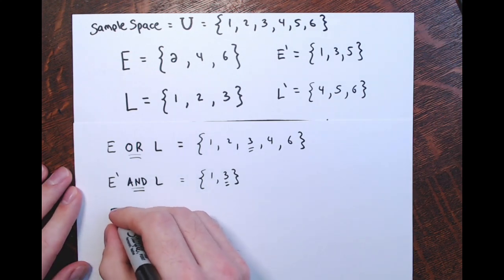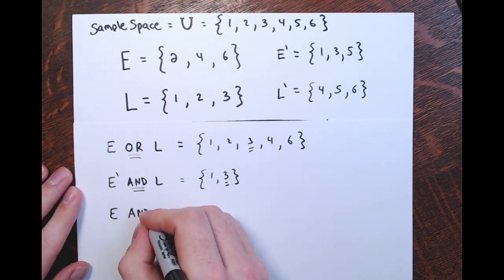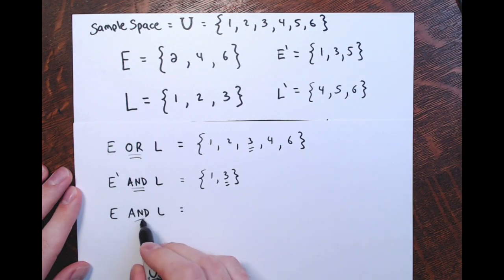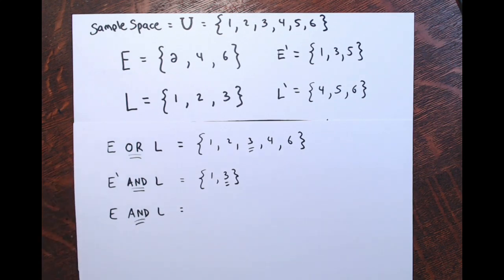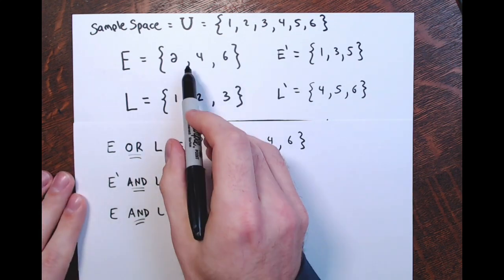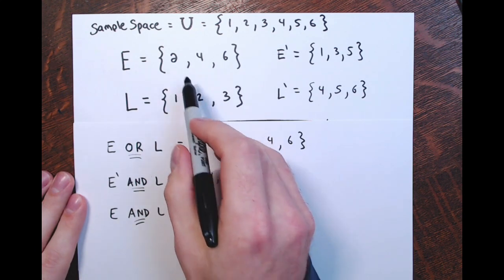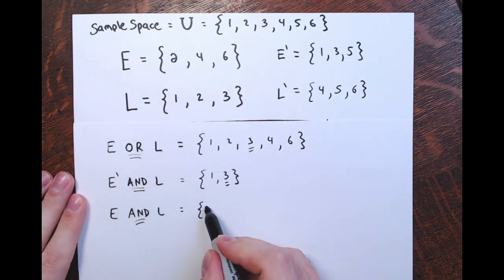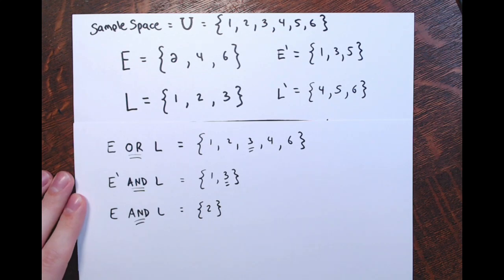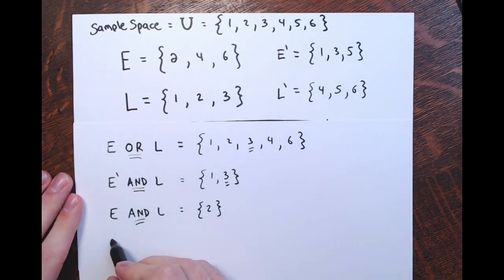How about just E and L? Again, this is and, so you're looking for overlap, intersection. Looking at E and L, what do these share? Just the number 2, just the outcome 2. So this one doesn't have a 3 in it, so I'm not going to check that one. Then they want not E or L, or not L, sorry.